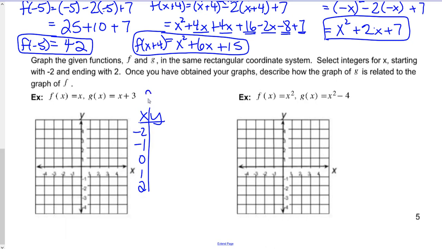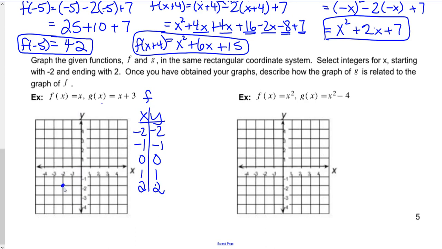Okay, so we're going to start with f here. And we're going to throw in -2 into our function f. Here's our f and here's our g. So the rule here tells me that it's just equal to the x value. So I want to have -2. Throw that in, I get -2. Throw in -1, I get -1. Throw in 0, I get 0. Throw that in for x, we get 1 and 2. So let's graph those points.